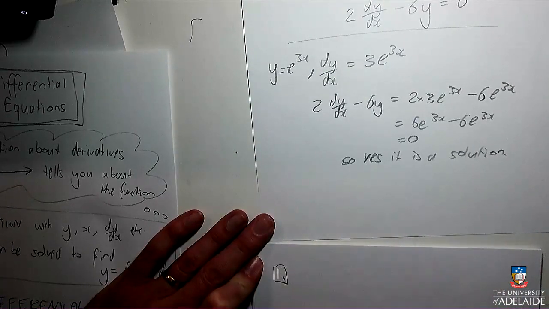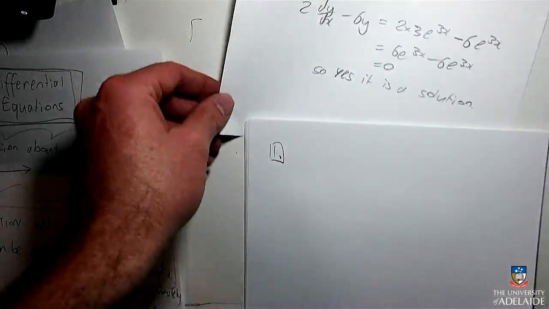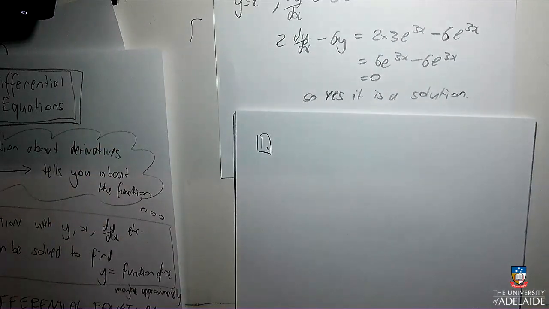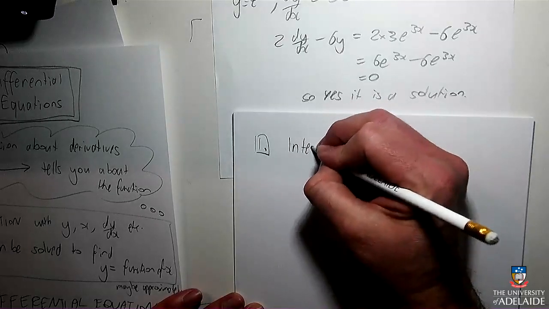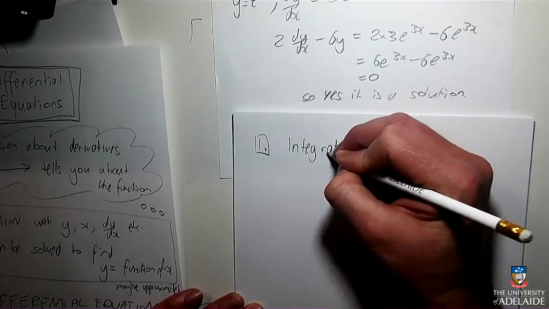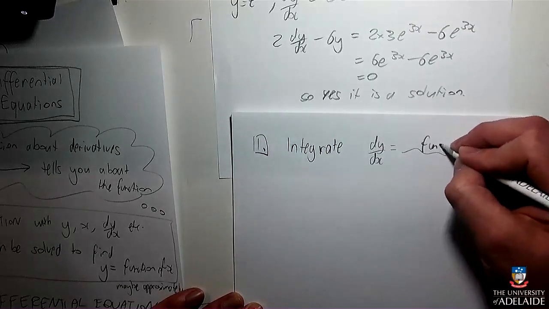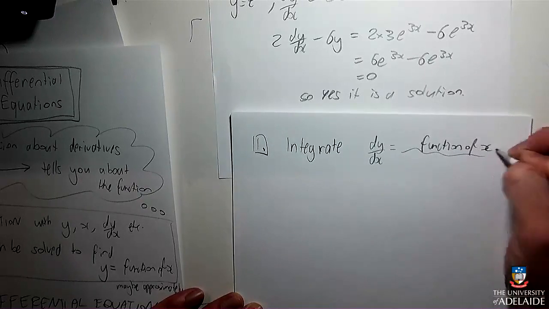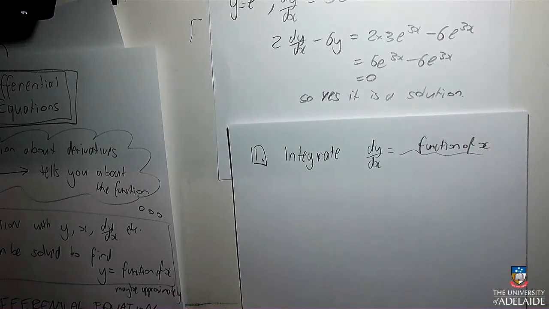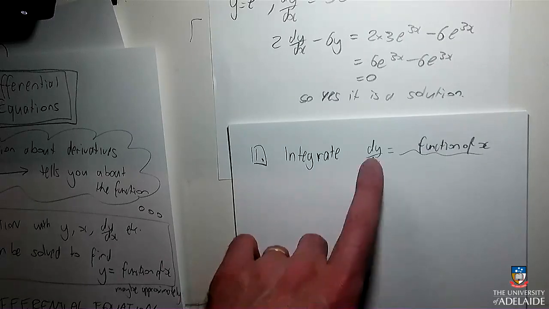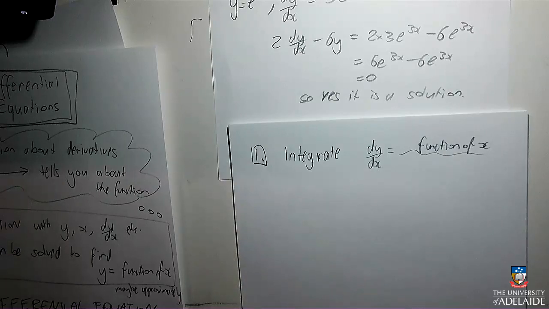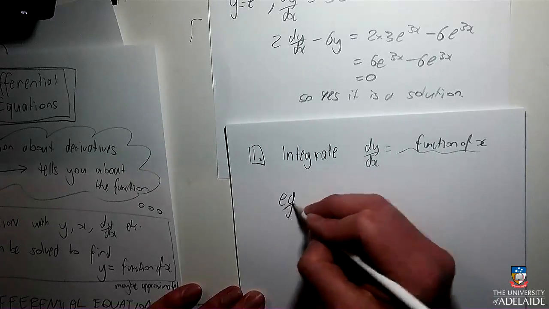Method 1, which you haven't been told as a method either, is that if it's already dy on dx equals, and that's all in terms of x, you can just integrate it. So if it's dy on dx equals function of x, you can just integrate it. It's no problem. Or even d squared y on dx squared, or the third derivative, or whatever. Just integrate it. So something like this.